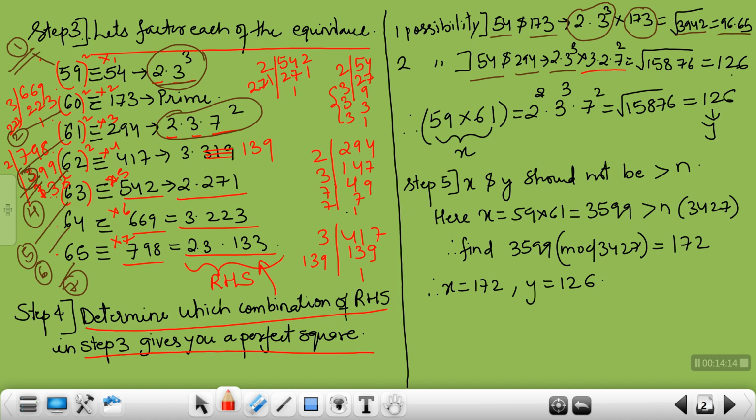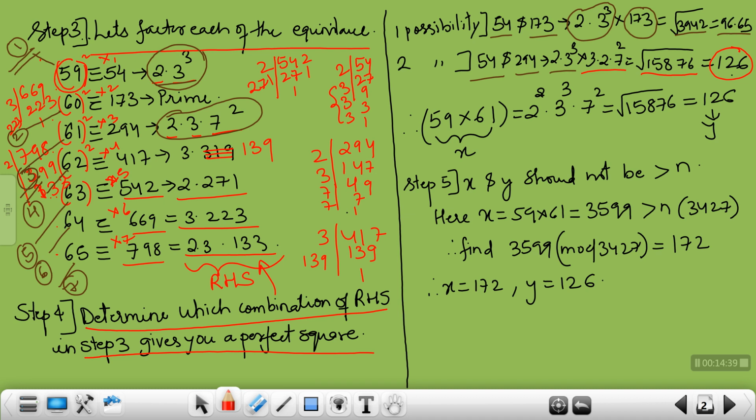When I multiply, it will become 2 into 3 raised to 3 into 3 into 2 into 7 raised to 2. I am getting the answer as square root of 15872, which is nothing but 126. So for my second combination of equation 1 and equation 3, I am getting a perfect square of 126. The moment I get a perfect square, I need to find out which value of n it is associated with.